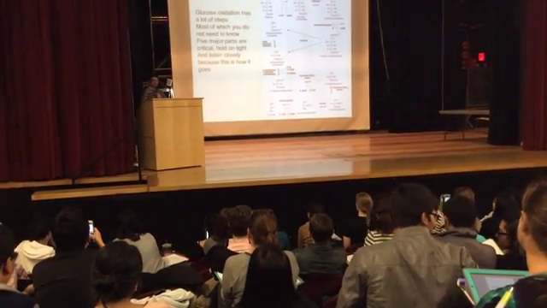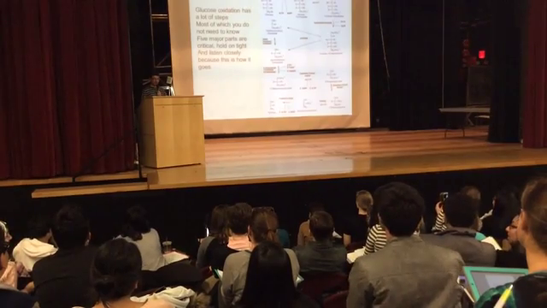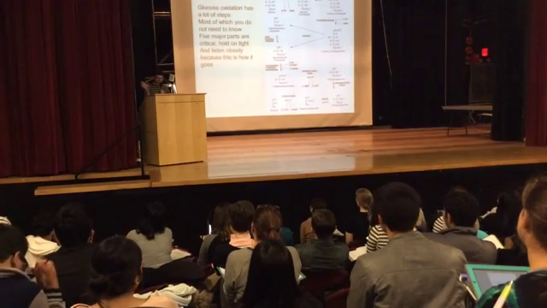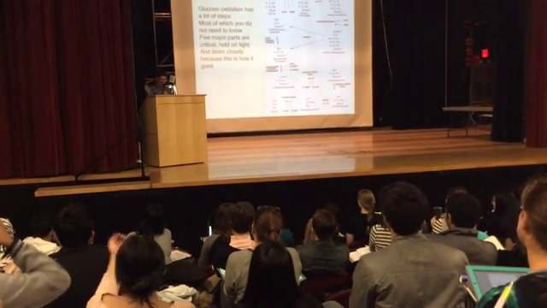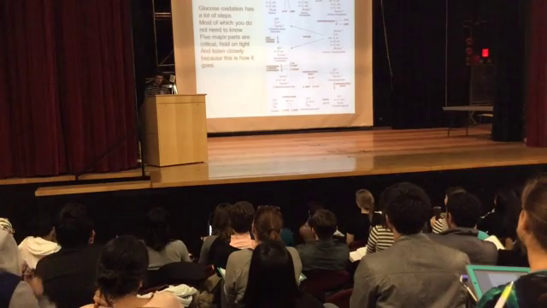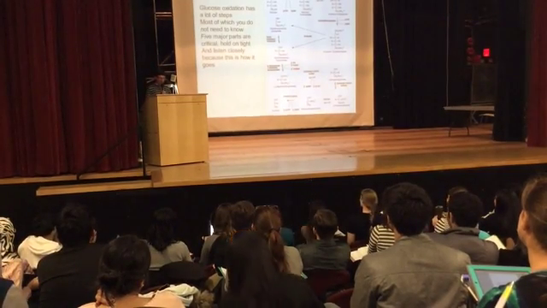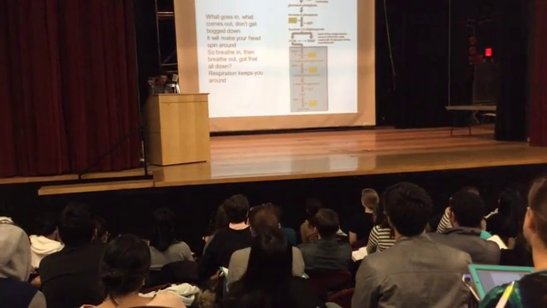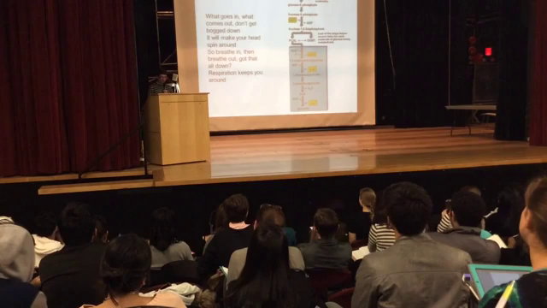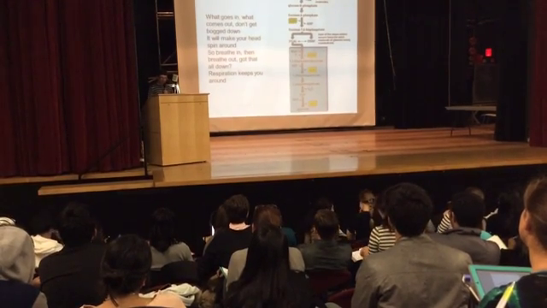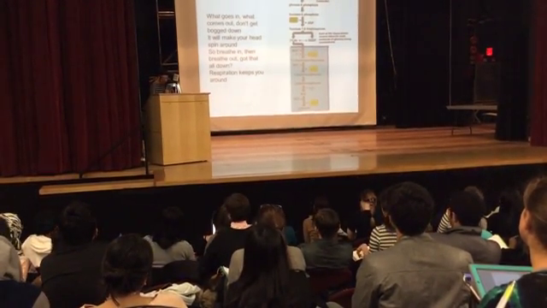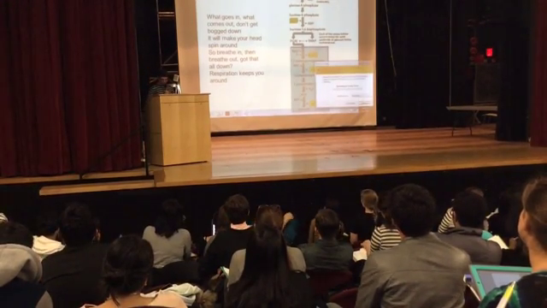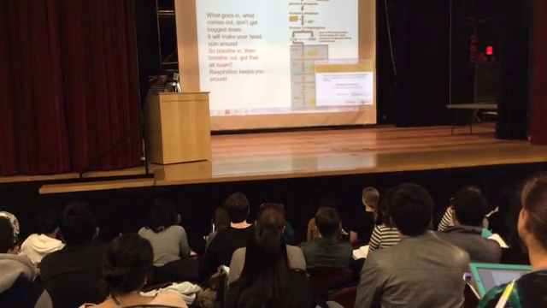Glucose oxidation has a lot of steps. Most of which you do not need to know. Come on. 5 major parts are critical. Hold on tight. And listen closely because this is how it goes. What goes in, what comes out, don't get bogged down. No breathing. Ah, not so bad.